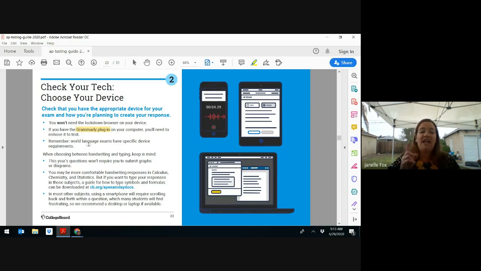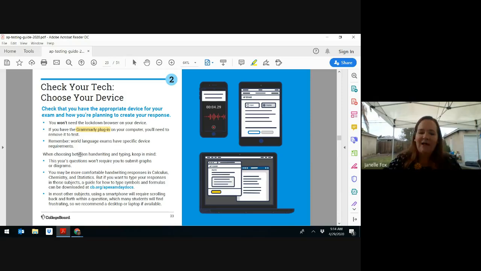They said you had to uninstall that. Otherwise, you're not going to be able to submit anything. So make sure that you do that. And then there's a couple of extra things, like for music and world language exams, there's a special thing that they're going to have, but that doesn't apply to me. So I wasn't really paying attention in that part.